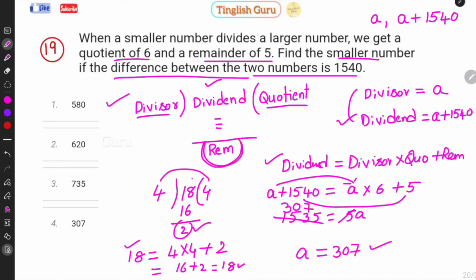So carefully watch the question, because you have to find which one, the smaller number or the bigger number. In the question, they asked to find the smaller number. So the smaller number is nothing but a. So you can keep the answer as 307. But if they ask for the bigger number, you have to add 1540 and then mark the answer.